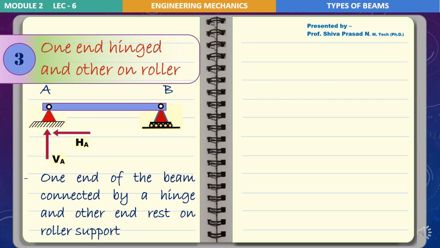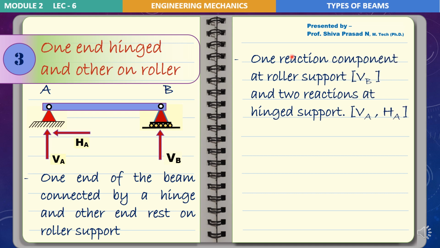And coming to the end B of the beam, it is a roller support. Roller support will have only one support reaction, so that we can call it VB. Now let's comment the same by writing down a few bullet points. So one reaction component at roller support, that is VB. So this support at B we are saying, and two reactions at hinged support, VA and HA. So that's what we have shown in the sketch.